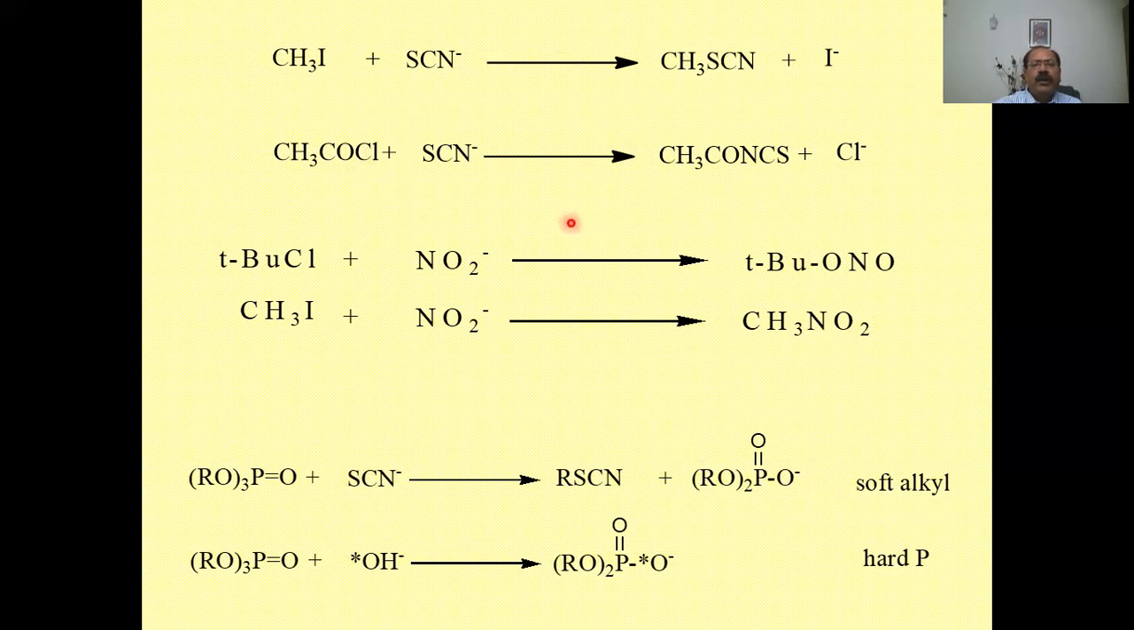Here you can see now the reaction of thiocyanate. When it is treated with methyl iodide, the reaction is taking place from sulfur, which is a softer end. Here it is with acetyl chloride, a much harder acetyl group, and the reaction takes place at the nitrogen end.